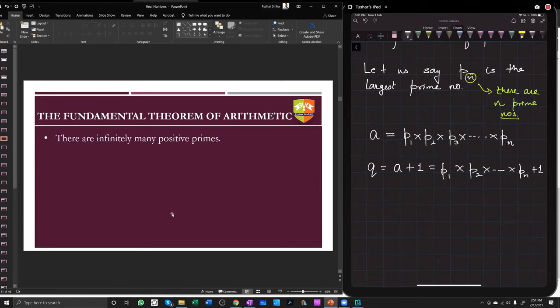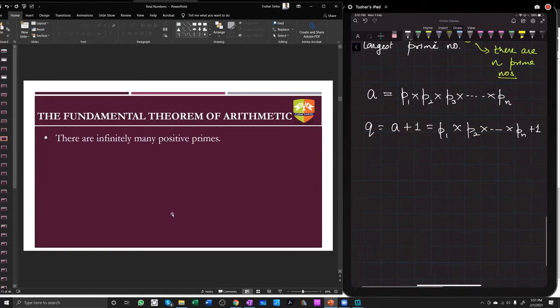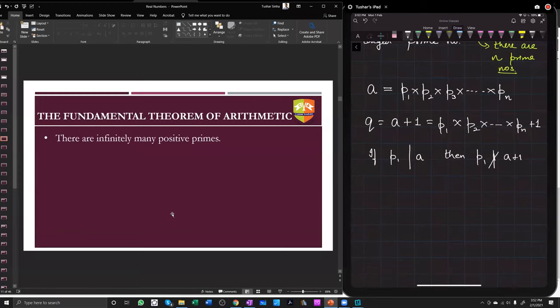Okay. Now, if you see clearly, if P1 divides A, then P1 will not divide A plus 1. Right? So if P1 divides A, P1 will not divide A plus 1. Right? So two consecutive numbers are never divisible by the same prime number.